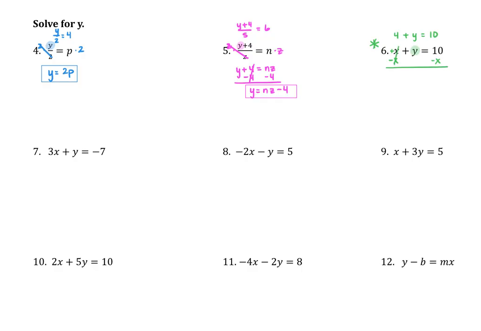X minus X is 0, so that goes away. I can drop down y, and then I can write this as 10 minus x. You could actually also flip this. You can put the negative x in the front and the positive 10 in the back. And maybe you'll notice that this is something you recognize from middle school. It is called slope-intercept form.